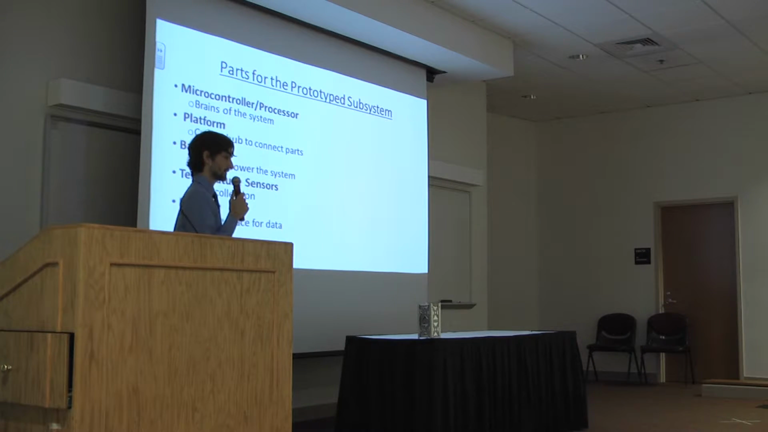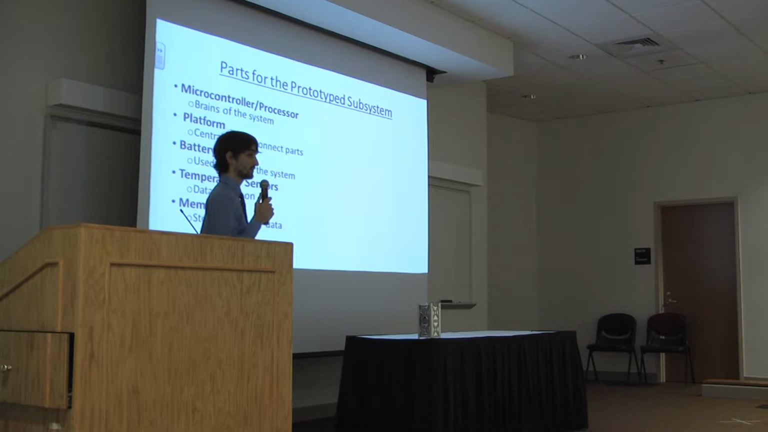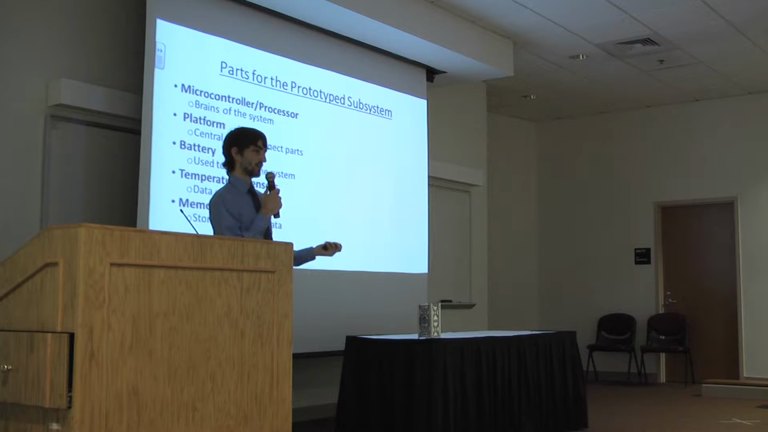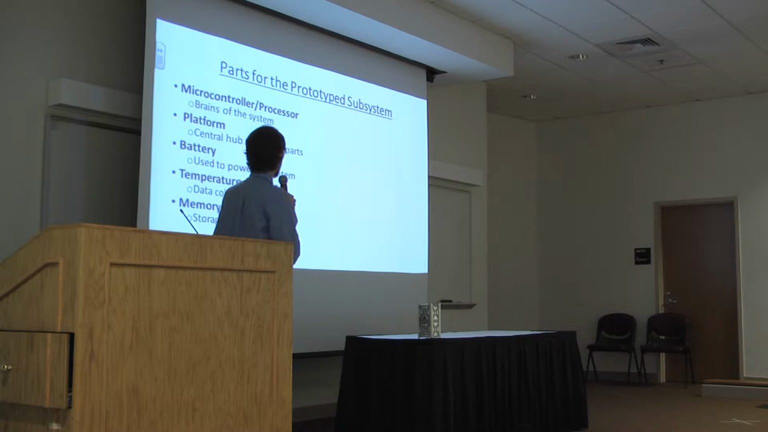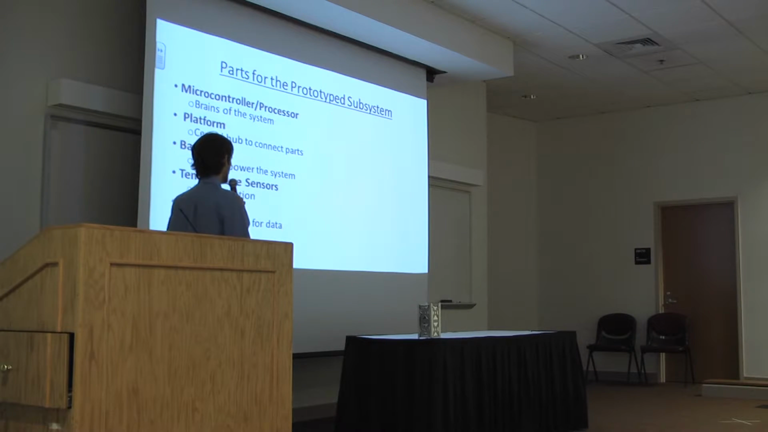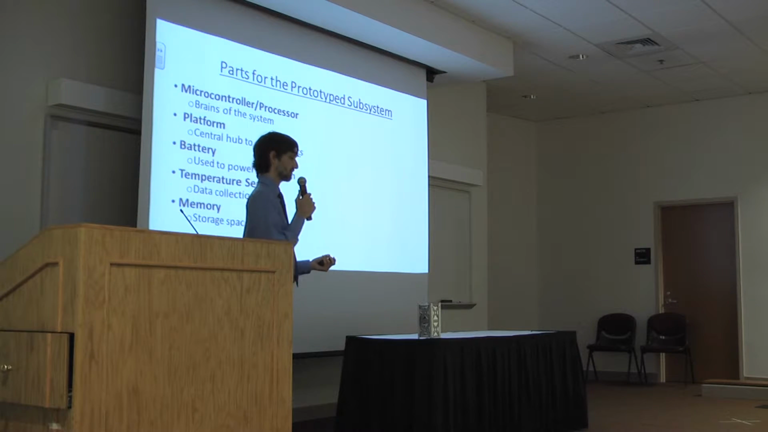So for this flight processor, here are some of the parts that I'm going to be needing and what they do. First, we need a microcontroller or a processor. This operates as the brains of the system. It controls what other parts do and when they do it. So it's a very important part to the system. And that processor will be mounted on a platform, which acts as a central hub where all the parts can connect and communicate with each other.